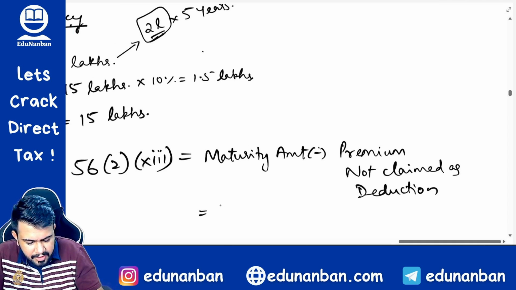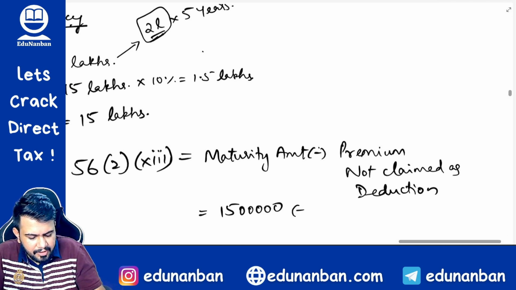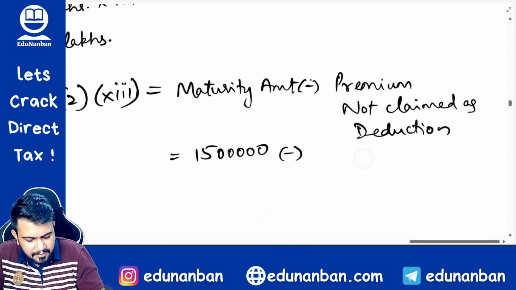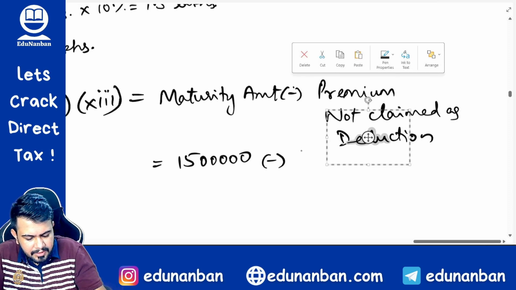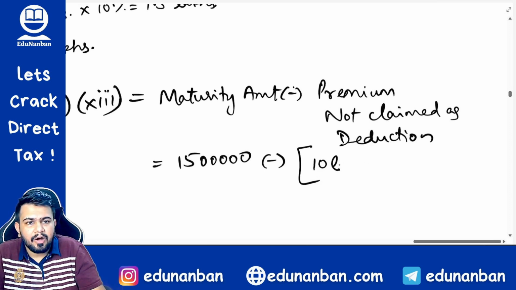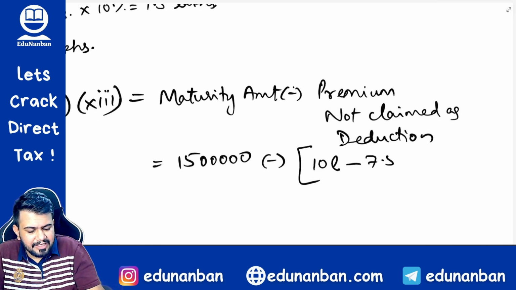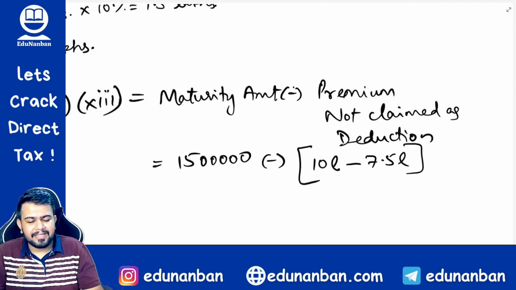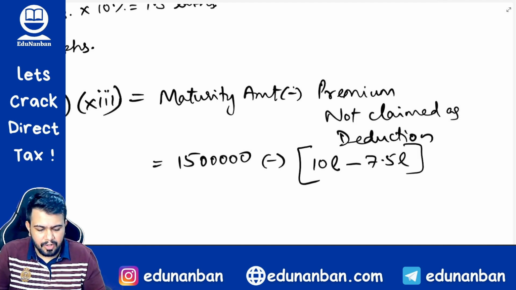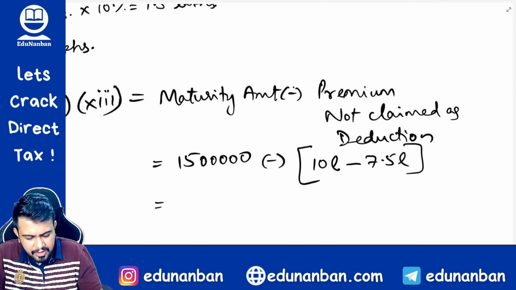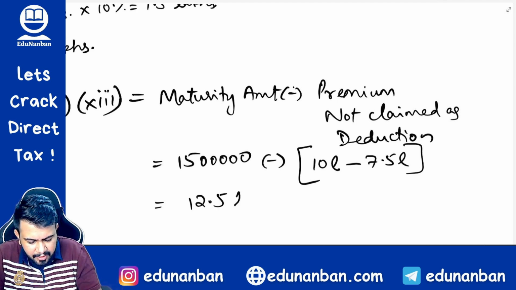So what is the maturity amount? 15 lakhs. And what is premium not claimed as deduction? Total premium is 10 lakhs, out of which 7.5 lakhs was claimed as deduction. So balance 2.5 lakh rupees is the premium not claimed as deduction. So here 15 lakhs minus 2.5 lakhs, answer is the income will be 12.5 lakhs.